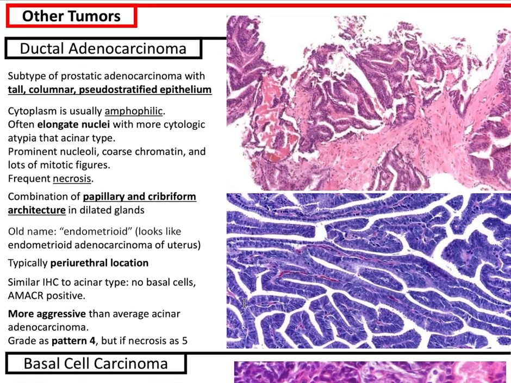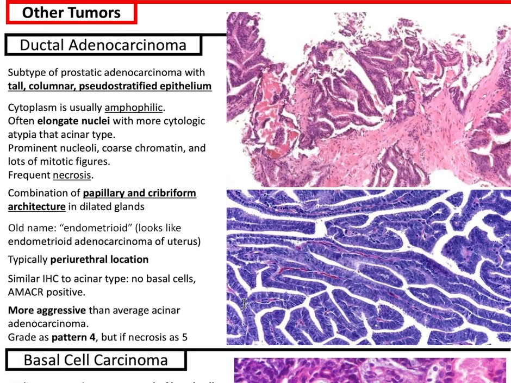Other tumors include ductal adenocarcinoma, which is a subtype of prostatic adenocarcinoma with tall columnar pseudostratified epithelium. One of my staff called it kind of looks like a tubular adenoma of the colon. The cytoplasm is usually amphophilic. You'll have these elongate nuclei with more cytologic atypia than your acinar type. You have prominent nucleoli, coarse chromatin, and lots of mitotic figures, as well as frequent necrosis. You'll have architecturally a combination of papillary and cribriform in dilated glands.